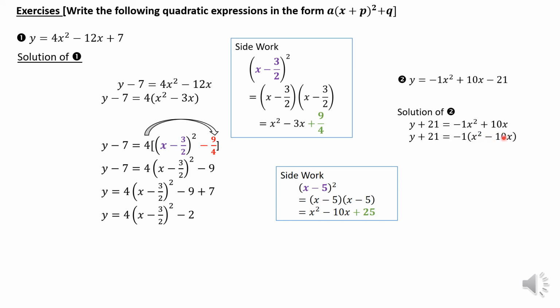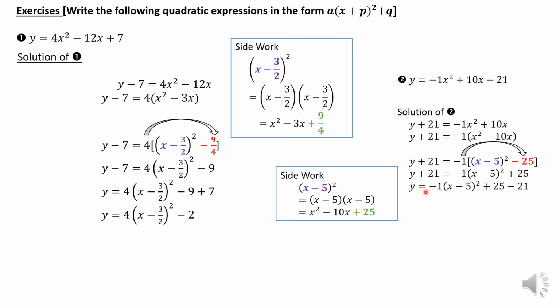Half of negative 10 is negative 5. And when you square that answer, there is a 25 in there. So this is x minus 5 all squared. There's a 25, and that is why I'm taking away that 25. So this negative 1 that I have here, I should multiply with that 25 before I bring the 21 over.